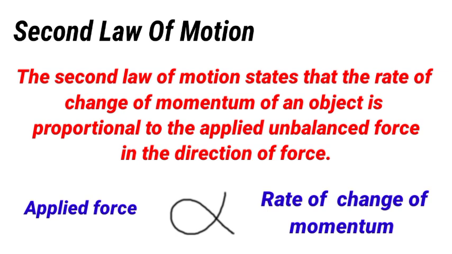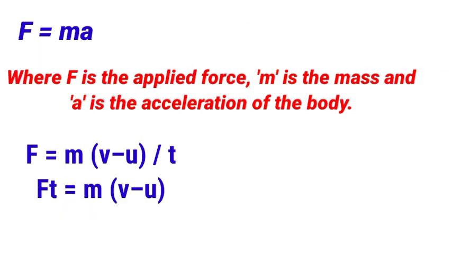We know that acceleration is the rate of change of velocity, and here at every point there is a change in velocity of the body. Here F equals ma, where F is the applied force, m is the mass and a is the acceleration of the body. F equals m into (v minus u) by t. If we take t to this side, it becomes Ft equals m into (v minus u).